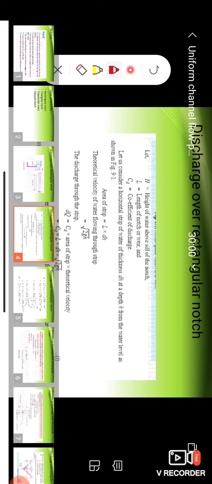Then let me consider the area of the strip. Whatever the small strip in a rectangular box, what is the area of the small strip? The length is there, and dh is the thickness, so it is L into dh. And what is the formula for the theoretical velocity? We know that the theoretical velocity v is equal to root of 2gh. Then what is the discharge equation? That is a basic equation: discharge Q is equal to A into v, that means area into velocity.